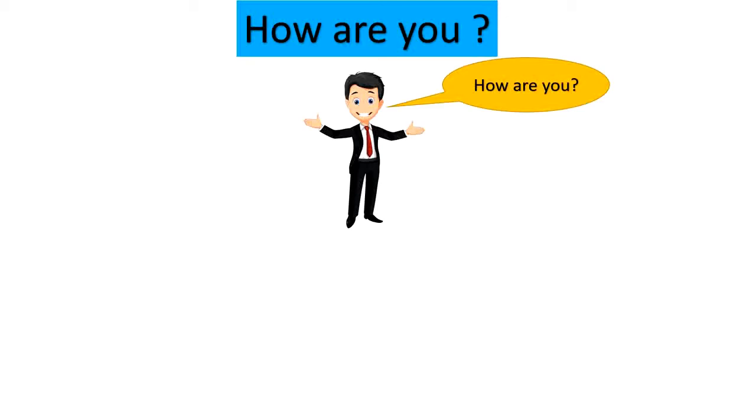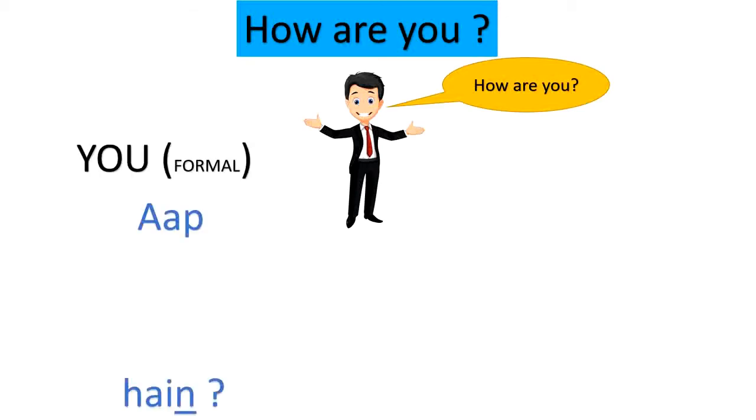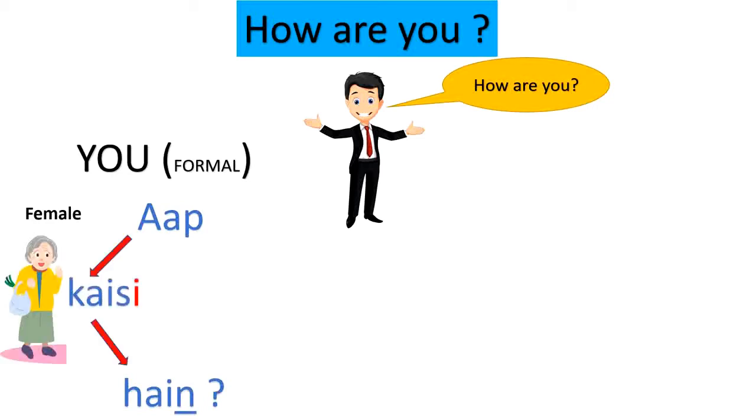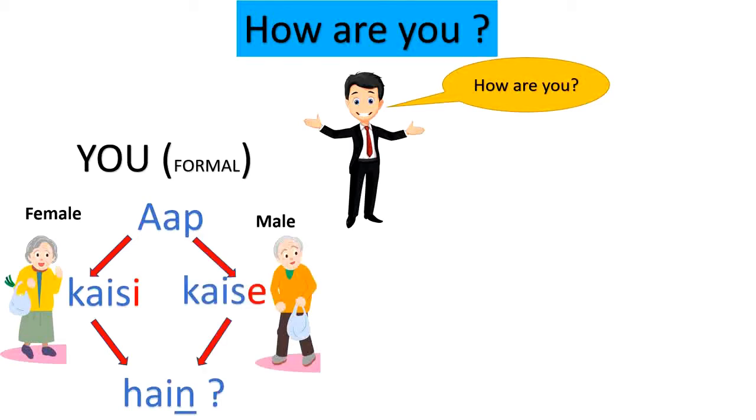Let us learn this using some examples. The person here is asking, how are you, to his grandparents and to his friends. First, understand his formal conversation with his grandmother. Formal sentence will be, aap hain. For female, it will be, aap kaisi hain. Similarly, his formal conversation with his grandfather will be, aap kaise hain.